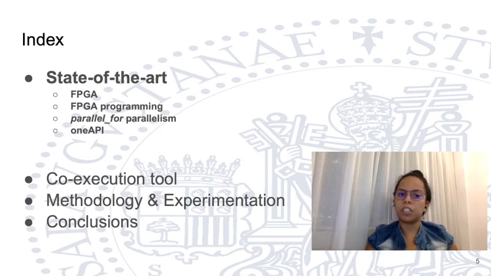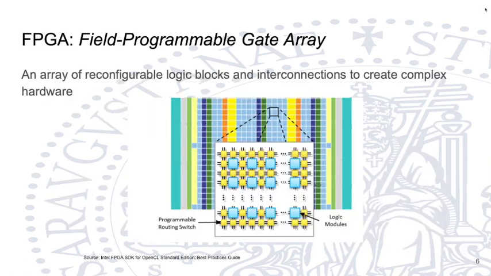As an agenda of this video, I'm going to talk about the state of the art, talking about the FPGA, their programming, the parallel for parallelism, and the oneAPI tool. After this, I'm going to talk about the Coexecutor that includes the CPU and FPGA to make load balancing. After this, I'm going to talk about the methodology, the results, and finally the conclusions.